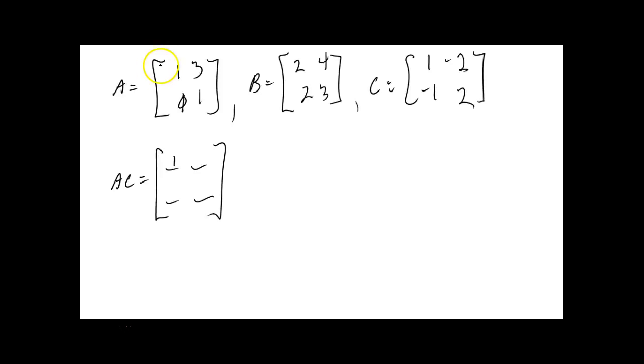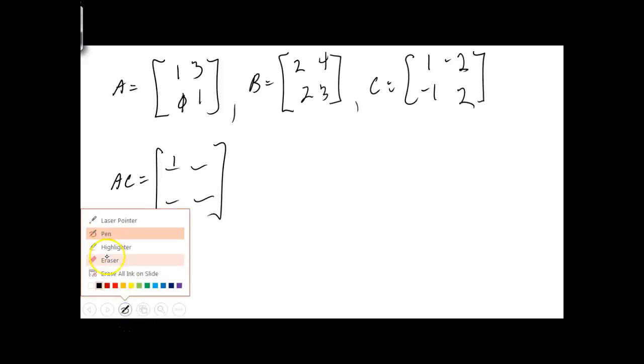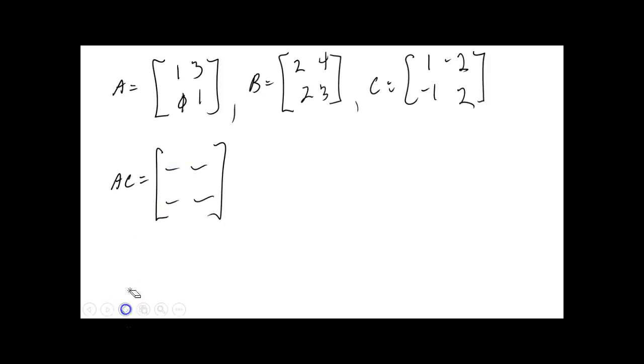So AC, we did the first one, first row times first column, or did I? No, I didn't. I must have looked at the wrong one. Okay. AC, the 1, 1 entry, first row, first column: 1 minus 3 is minus 2. The 1, 2 entry, first row, second column, would be minus 2 plus 6, which is 4.